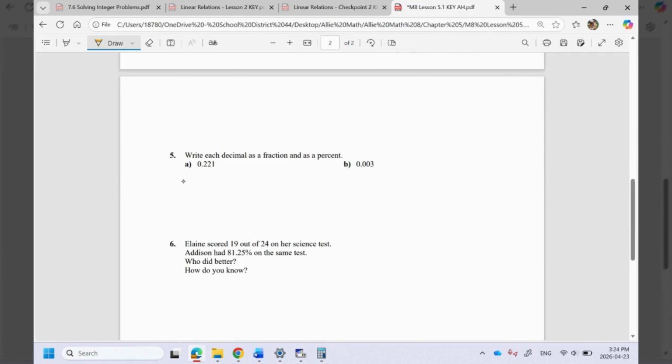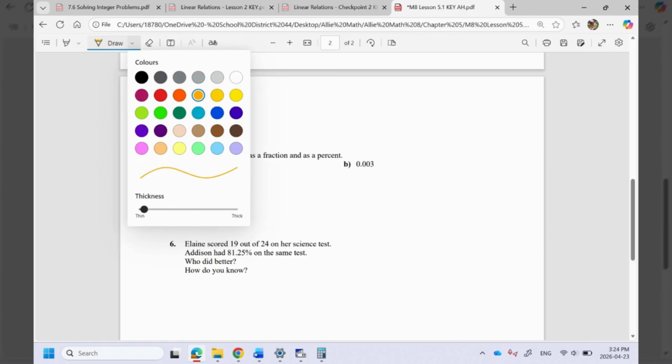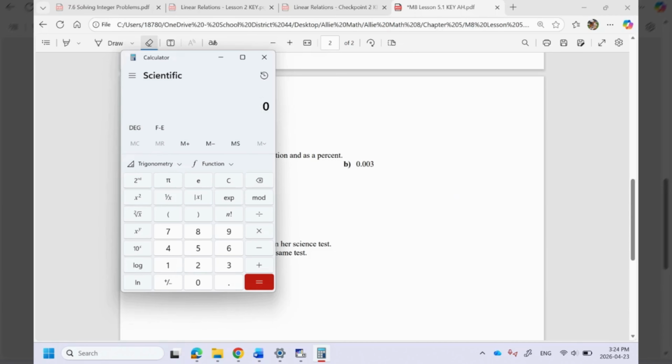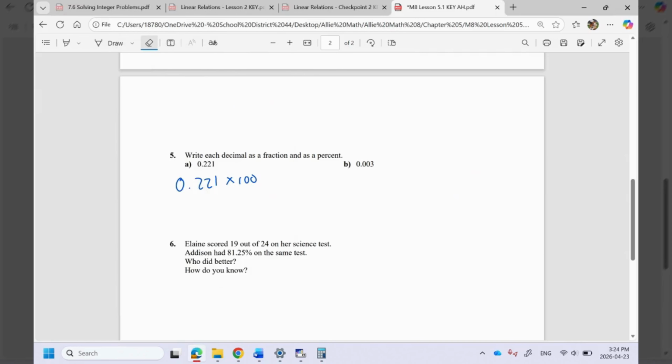Let's times by 100. Let me use my blue color again. 0.221 times 100 gives us 22.1%.